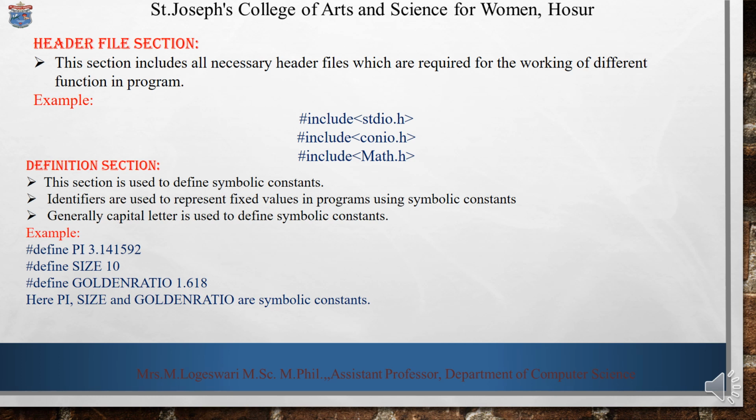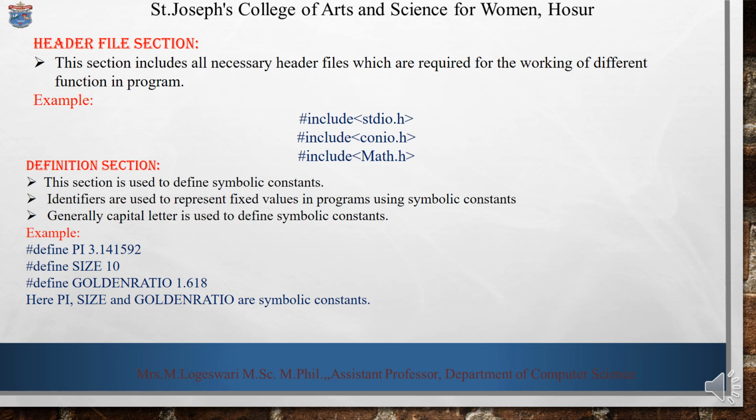Next is the header file section. It is a very important section, necessary for every program, which provides what is required for the working of different functions in the program. For example, #include stdio.h is a header file. This header file has many input and output functions, for example scanf and printf. If you use scanf and printf in your program, you must include the standard input output header file.